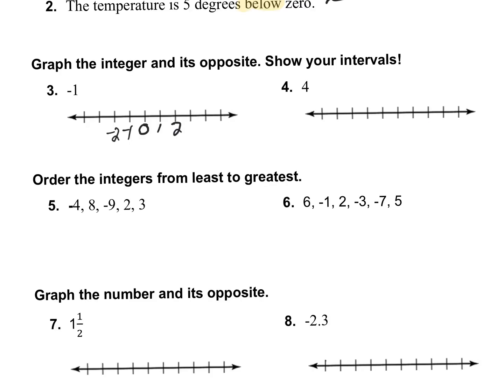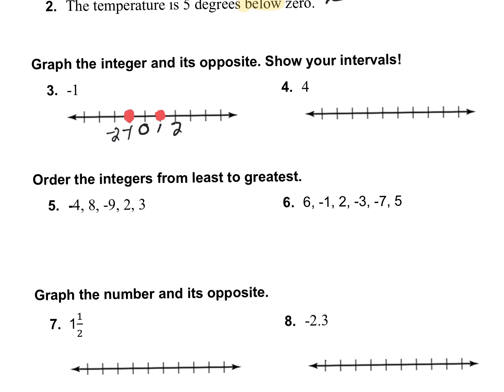All right. On number 3 and number 4, you need to plot the integer -1 and its opposite, and here 4 and its opposite. So show intervals. Let's talk about that. A lot of students lose points because they don't show me the numbering on the number line. So make sure you do that. Then another way students lose points is they forget that when you graph a point on a number line, you need to do that with a filled in dot, okay, big fat dot. So I want to see a dot at 1 and at -1.